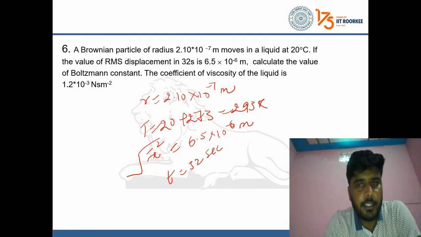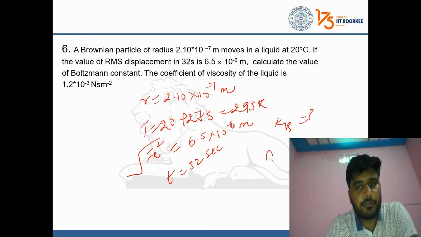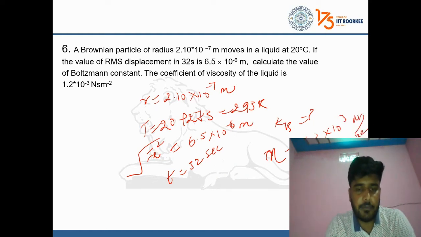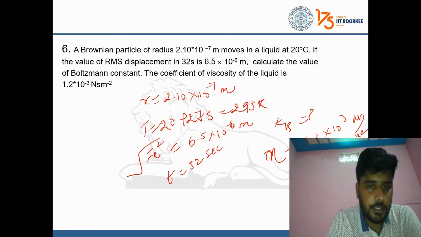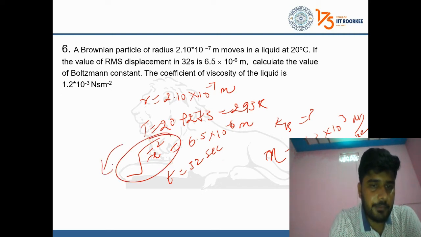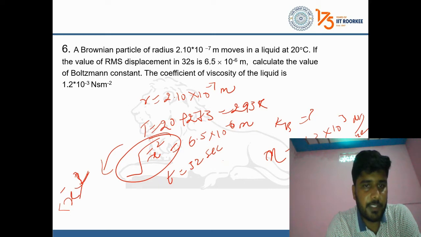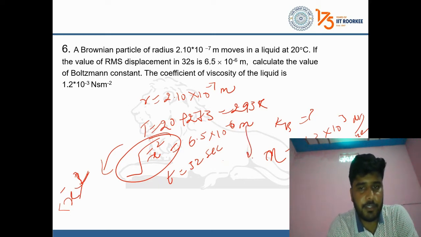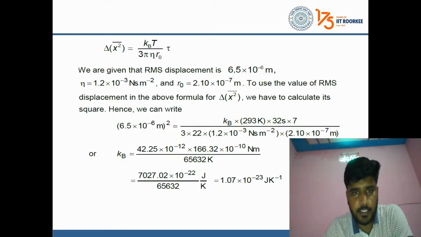Okay, calculate the value of Boltzmann constant. You have to calculate Boltzmann constant value, and viscosity is given here 1.2 10 to power minus 3 Newton second per meter square. Okay, you have to just apply the same formula, but you will have to square this value, because in the formula there is mean square displacement value. There is no root mean square displacement value. Okay, so you have to just square this value and put up in the formula. Okay, like this.